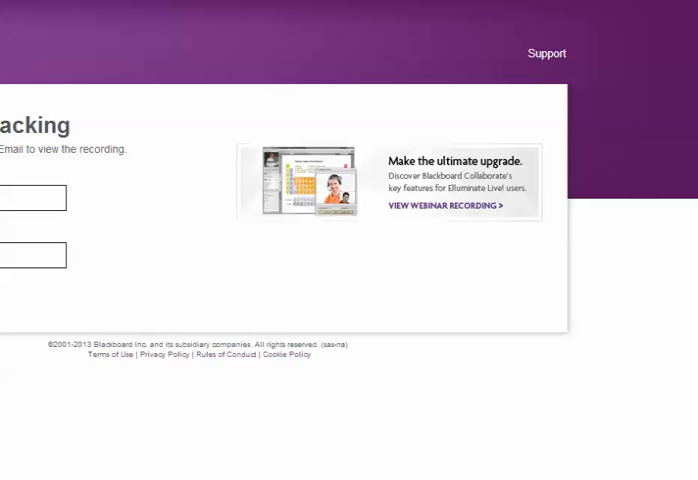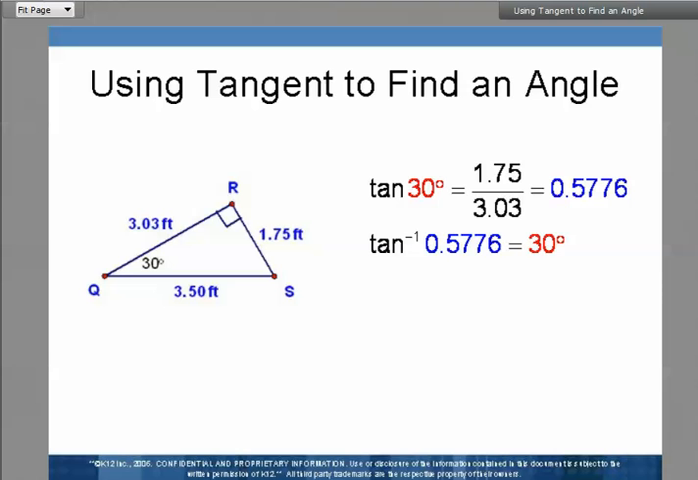Okay, going back to this one over here. Could I find this angle B?